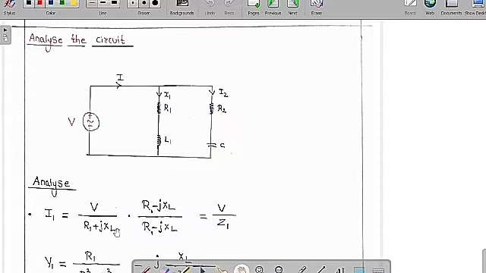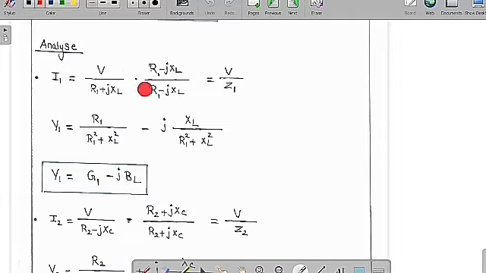So if you rationalize with respect to R1 minus jXL by R1 minus jXL, it is nothing but V by Z1. So we call it the overall voltage by overall impedance. If you do the rationalization with respect to R1 minus jXL by R1 minus jXL, the V part gets cancelled. So simply you get 1 by Z1, which is called Y1.